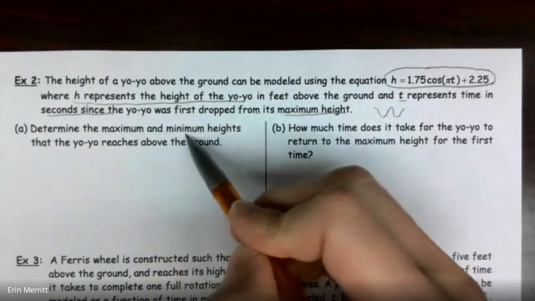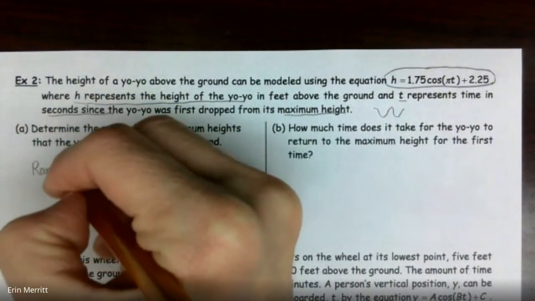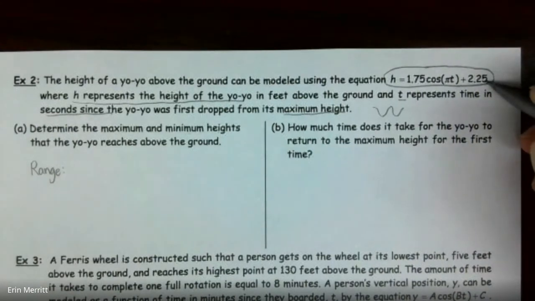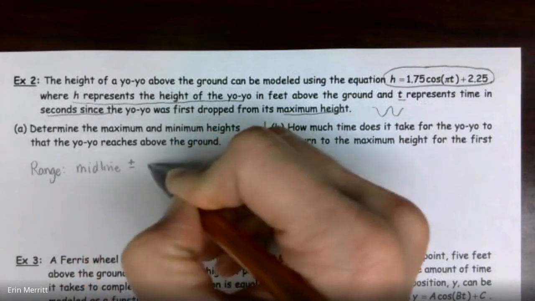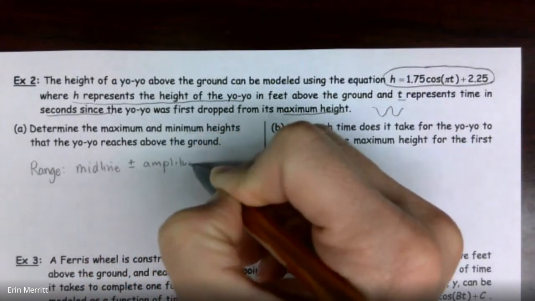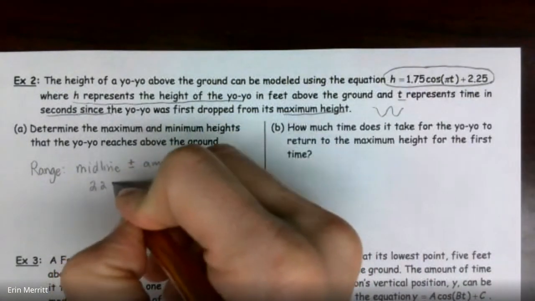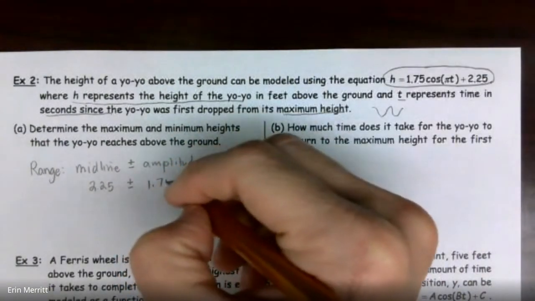It says determine the maximum and minimum heights that the yo-yo reaches above the ground. So essentially, you're being asked for the range. When we think about range, amplitude should come to mind. But because the midline is something other than zero, we can't just say that it goes from negative to positive of the amplitude. We have to think about the midline, and then go up and down whatever the amplitude value is. So the midline here would be the 2.25, and then we're going to increase and decrease by the amplitude of 1.75.